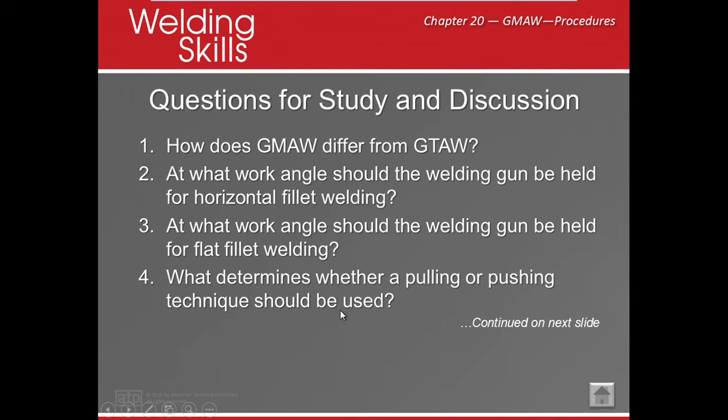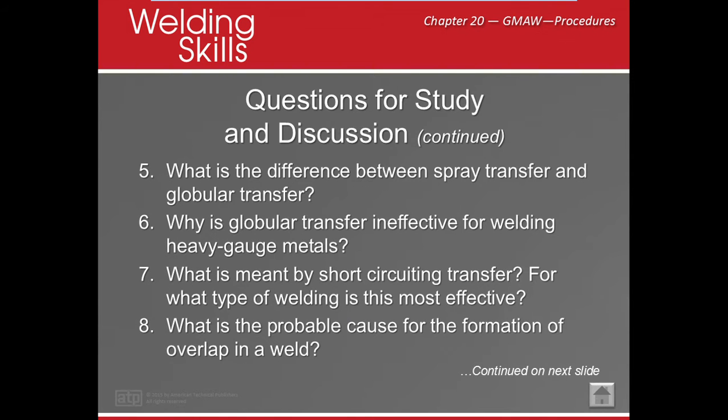Come back. All right, so what's the difference between spray transfer and globular transfer? So globular transfer is a transfer of molten metal in large drops from the welding wire across an arc to the workpiece. Spray transfer is the mode in which welding wire is propelled axially across the weld.